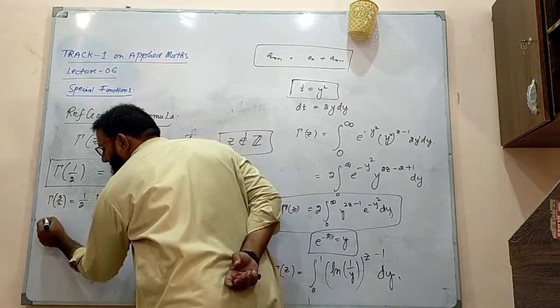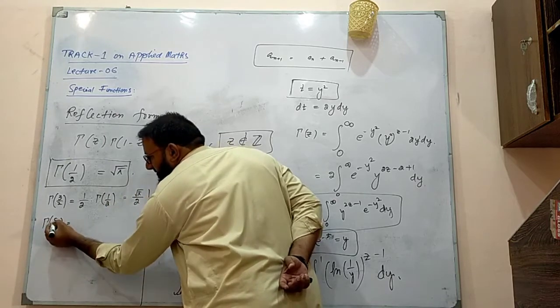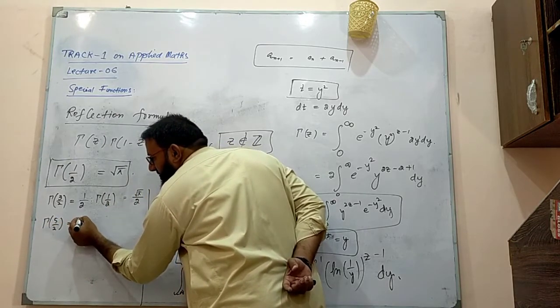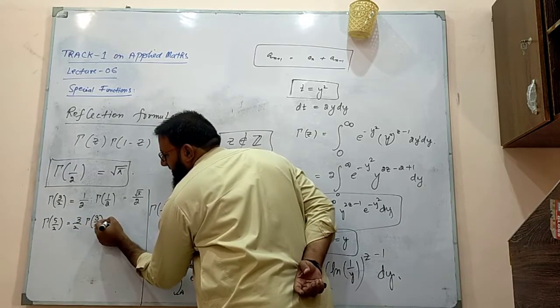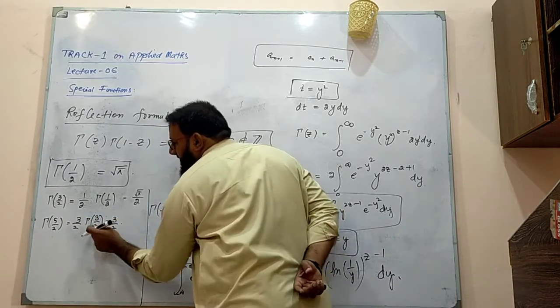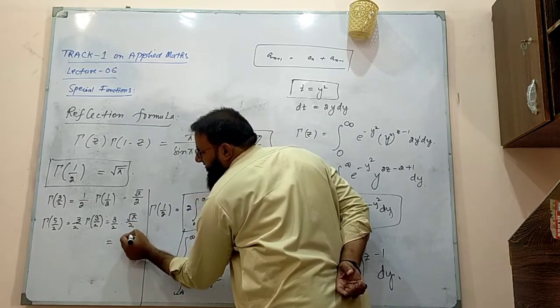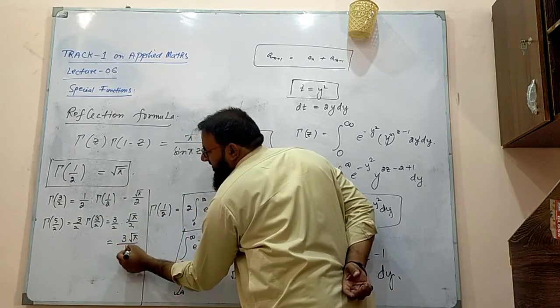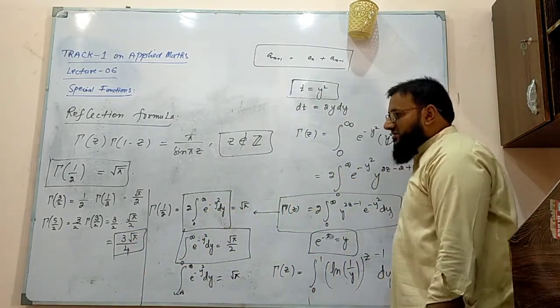Similarly, we can evaluate gamma of 5/2. You just have to reduce 1, and that becomes 3/2 times gamma of 3/2. This 3/2 remains the same, and gamma of 3/2 is square root of pi by 2. So this becomes 3 square root of pi divided by 4. So you can evaluate all these things.